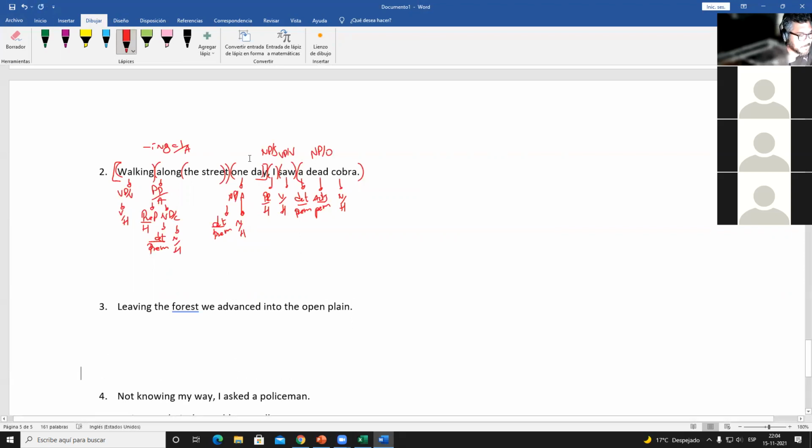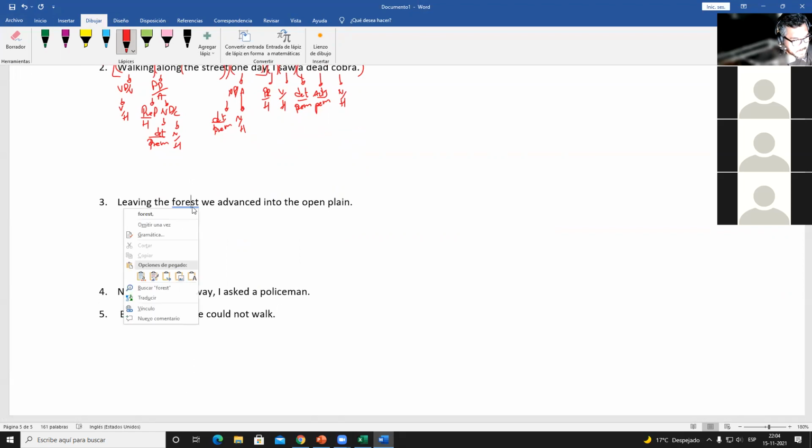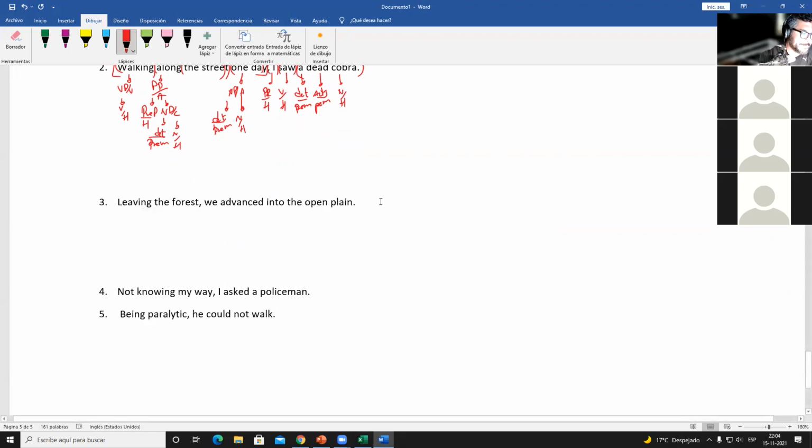Number 3, the same idea. Leaving the forest. Do you know what? Aquí le falta una coma. Eso, la reconoció, ¿vieron? ¿Por qué le falta la coma? Porque es una dependent clause adverbial que está adelante. Lo vimos. Leaving the forest, we advanced into the open plain. The open plain, ing, leaving the forest. Verb phrase verb, verb head.